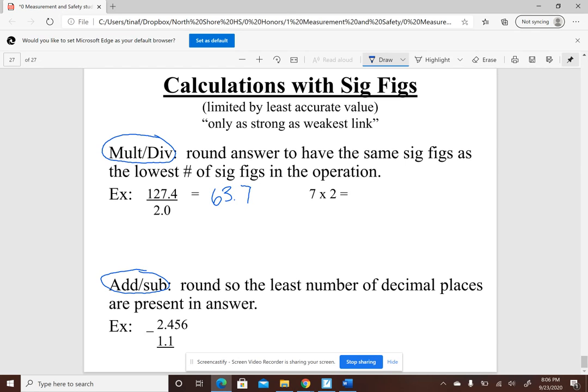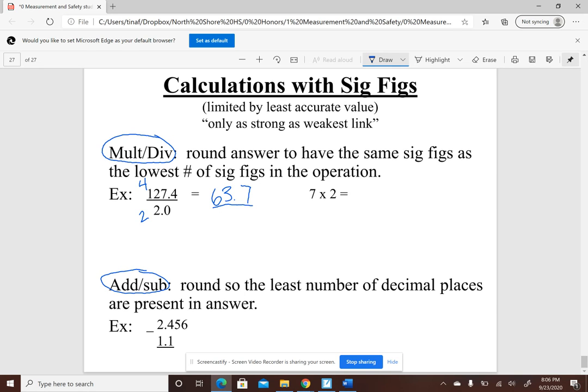Now I need to go ahead and look at the numbers that I was given. How many sig figs are in 127.4? 4. And how many sig figs are in 2.0? 2. So what's the smaller number, 4 or 2? 2 is my smaller number. So that's telling me that your answer is only allowed to have 2 sig figs in it. Right now, it has 3 sig figs in it.